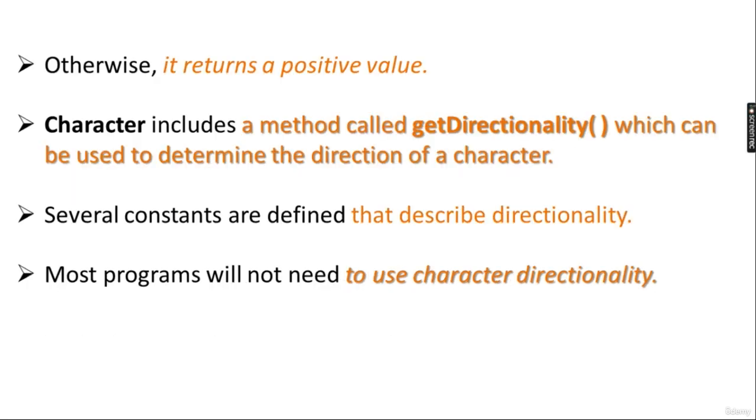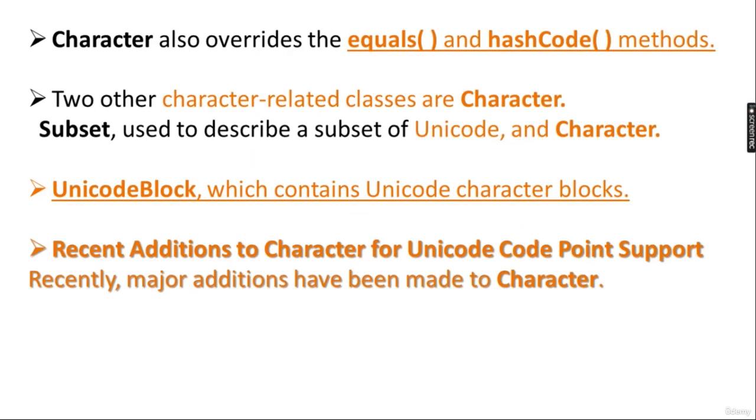Character includes a method called getDirectionality, which can be used to determine the direction of the character. So you have to remember this. You can write this down: the method name getDirectionality. Several constants are defined that describe the directionality of the character. Most programs will not need to use character directionality, so it is not famous for that purpose. But in case you need to find out the direction of a character, you can find it out using getDirectionality.